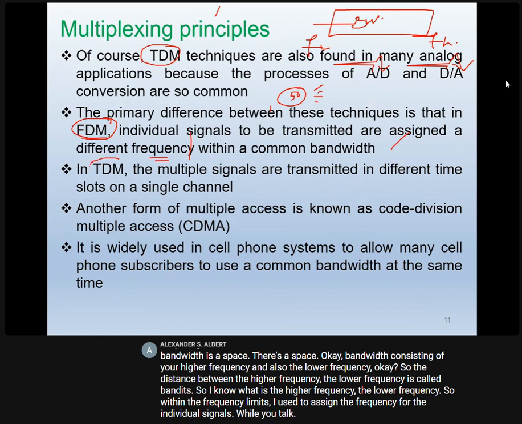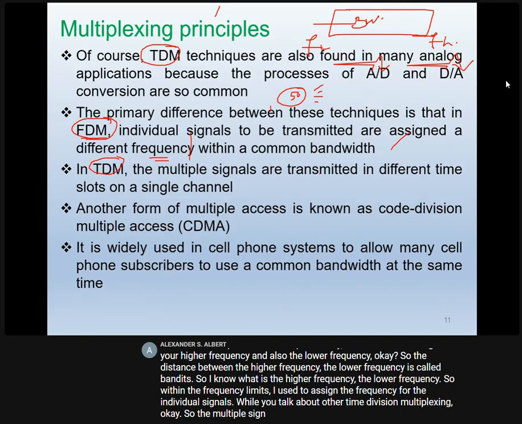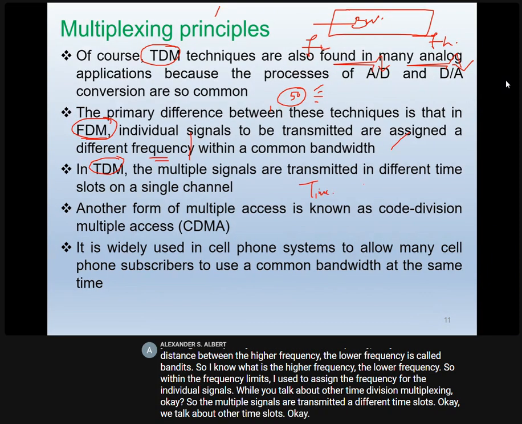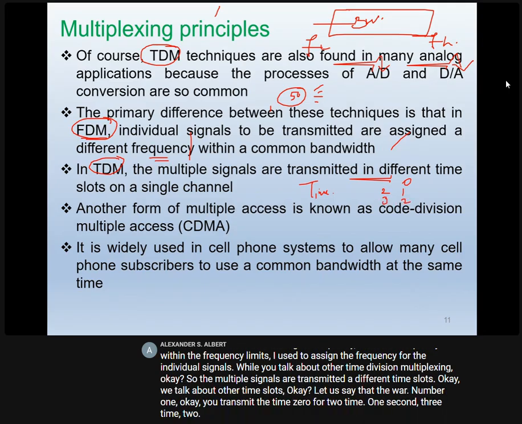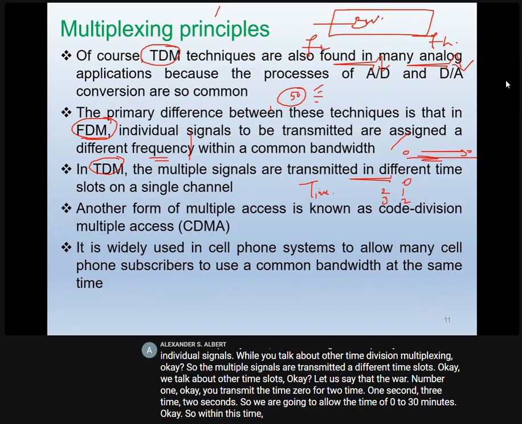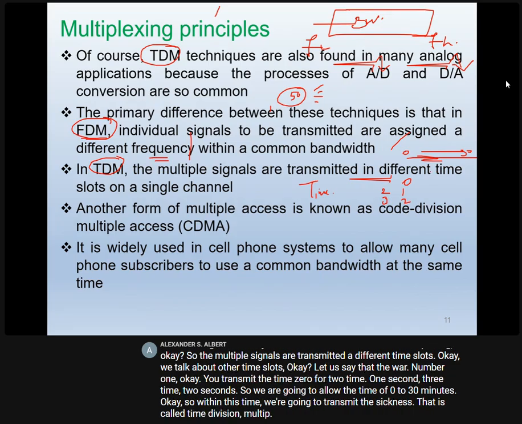While we talk about time division multiplexing, the multiple signals are transmitted in different time slots. Let us say that signal number one is transmitted at time 0, number 2 at time 1 second, number 3 at time 2 seconds. So we are going to allot a time of 0 to 30 minutes, and within this time interval, we transmit the signals. That is called time division multiplex.